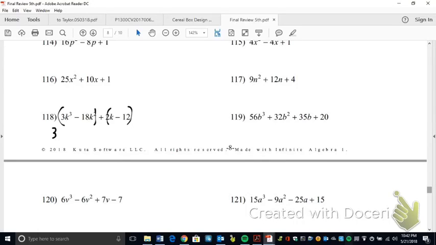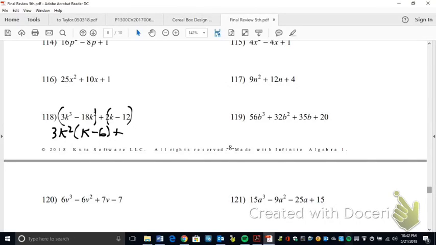Okay? So we have 3k cubed minus 18k squared. We're going to pull out the greatest common factor, which in this case is going to be 3k squared. That's going to leave us with k, because 3k cubed divided by 3k squared is k. And then we have negative 18k squared. We pulled out a 3, so that's going to give us a 6. So we have now k minus 6.